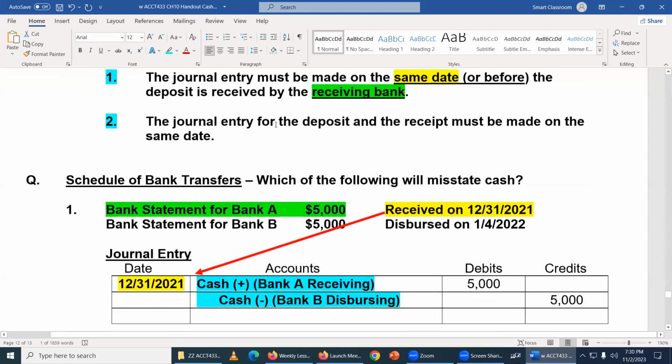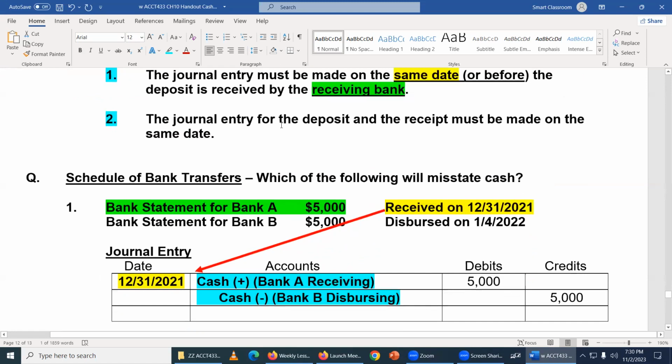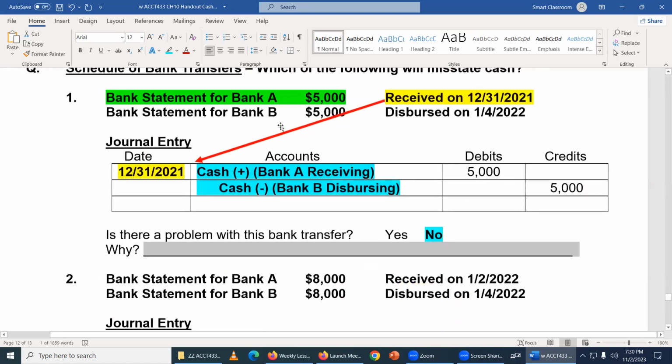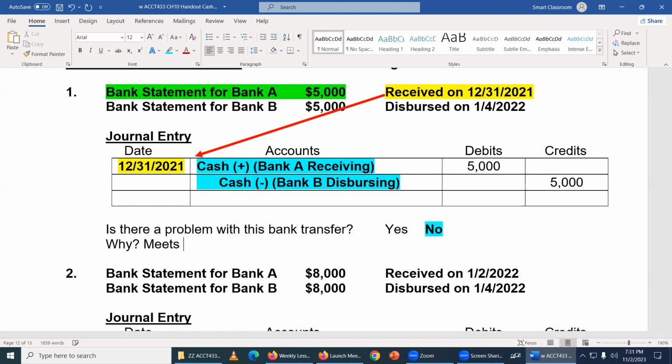Why is it okay? We could say that it's made on the same date. We can write that it meets both requirements, the criteria. So it meets both requirements. Good, thank you. That is a much better way of saying it.